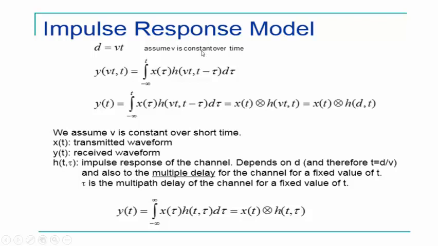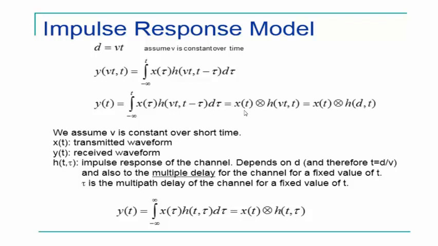As we know, d is the distance, we can write d is equal to v into t, where v is the velocity and t is the time. Assume v is constant over time. By replacing d with v into t, we can write y of vt comma t is equal to the integration from minus infinity to t of x of tau h of vt comma t minus tau d tau.